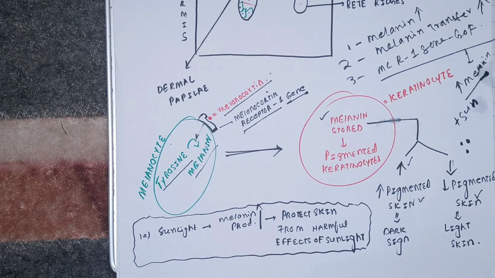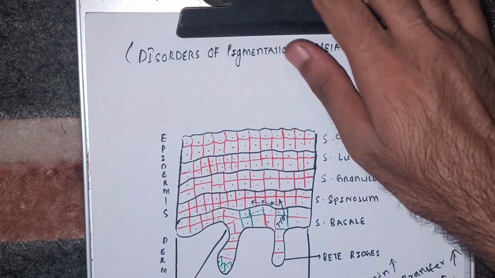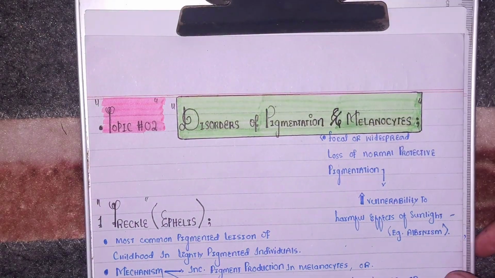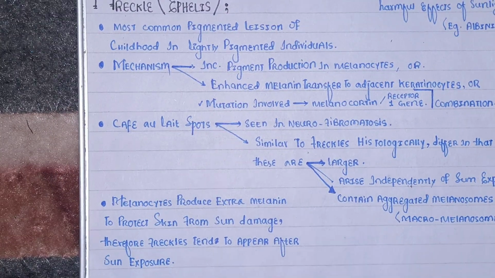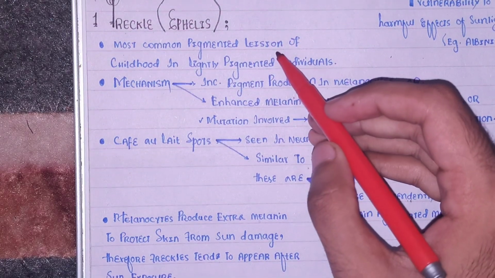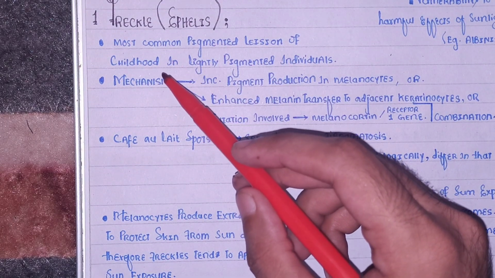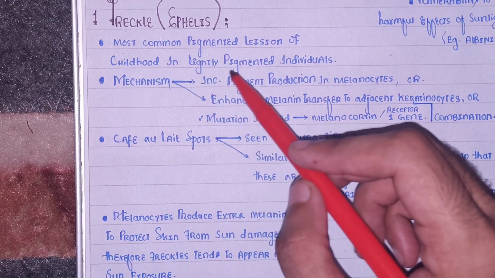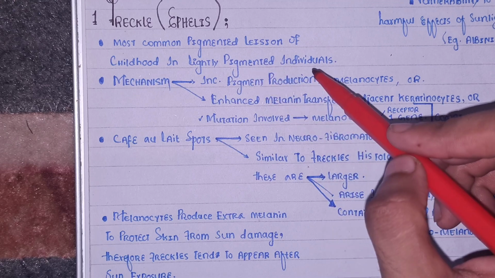Yeah, now you are clear with the basics, beta. Now I will get you to the very first pigmentation disorder of the skin, that is freckles. Yeah, now you see freckles. Freckles are the most common pigmented disorder of your skin, and by the way, most common in childhood and especially in lightly pigmented individuals. Okay, who are fair skinned individuals.